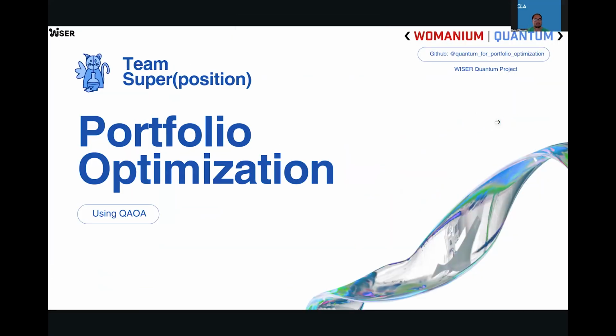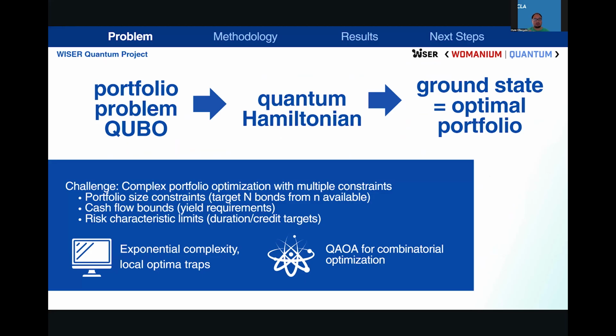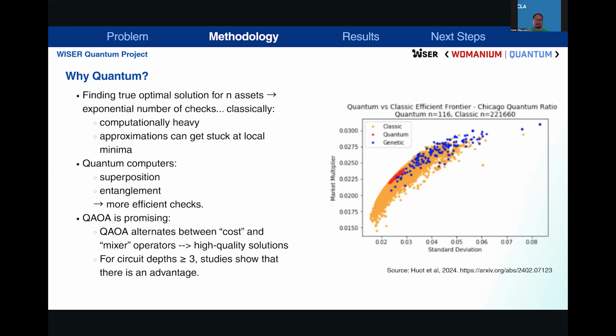So this is our portfolio optimization using QAOA and also VQA algorithms. First, the portfolio problem goes from QUBO to a quantum Hamiltonian, and then finally to the ground state, which equals the optimal portfolio, in which an asset can be included or not. So why quantum? Finding the true optimal solution for n assets can require an exponential number of checks. It can become computationally heavy, and approximations can get stuck at local minima. Quantum computers, with superposition and entanglement, can perform more efficient checks. QAOA is promising because it alternates between the cost and the mixer operators, giving high quality solutions.